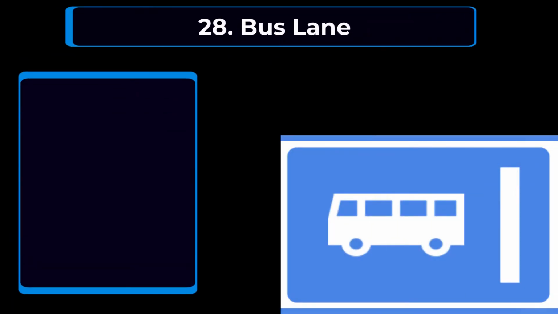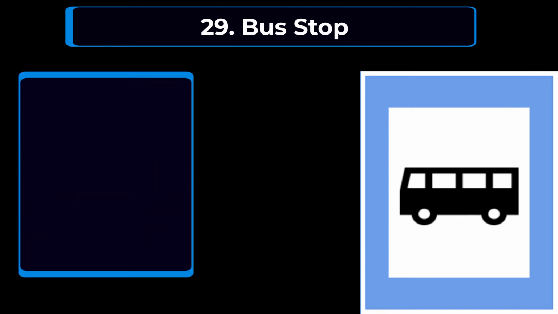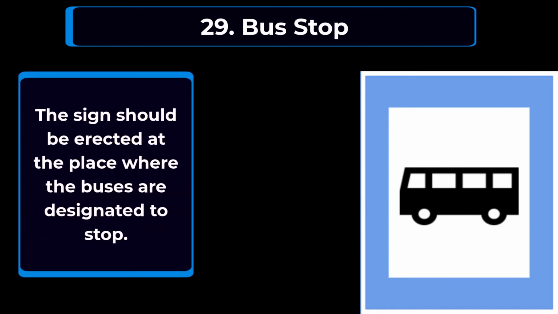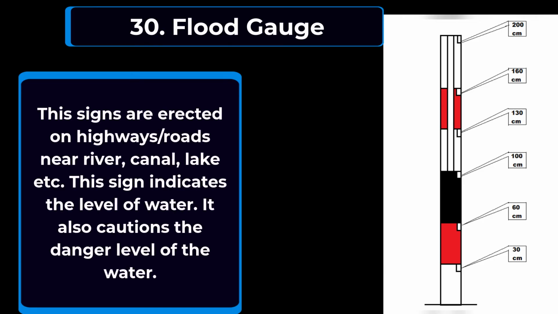28. Bus lane. This sign is installed to inform the drivers of the presence of a reserved bus lane in the carriageway. 29. Bus stop. The sign should be erected at the place where the buses are designated to stop. 30. Flood gauge. These signs are erected on highways or roads near a river, canal, lake, etc. This sign indicates the level of water. It also cautions the danger level of the water.